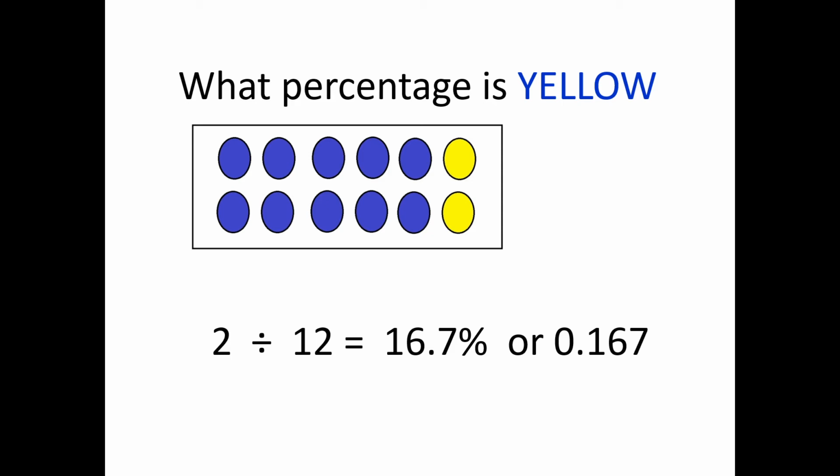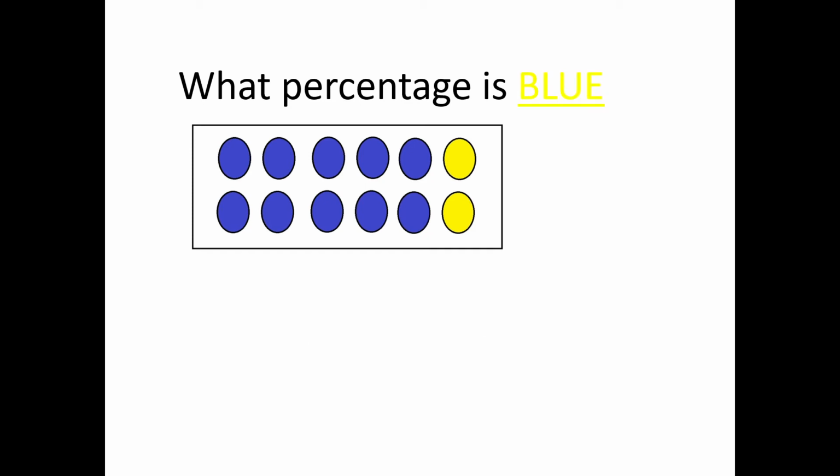At this point, if I asked you what was blue, could you tell me without doing the dividing, the 10 divided by 12? I think you probably could. You know now that 100% minus 16.7% will be 83.3. Or if you subtract 0.167 from 1.00, again, that would be 0.833.